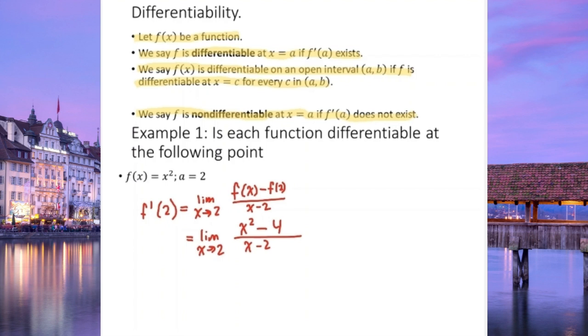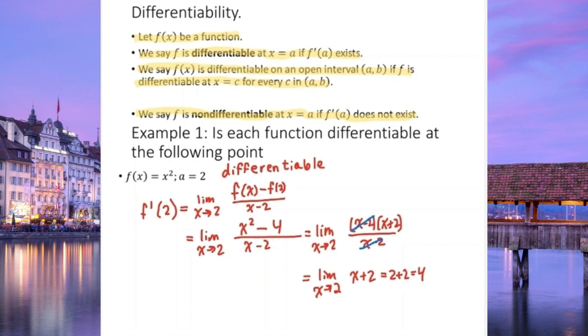Since this is rational and we're going to have 0 over 0 if we try to plug in directly, we'll factor the numerator, then cancel out common factors. So we get that our limit would equal the limit as x approaches 2 of x plus 2. Now use direct substitution, and we get that the limit is 4. So going back to the original question, is f of x differentiable at 2? Yes, f of x is differentiable at 2, and that's because f prime of 2 exists.